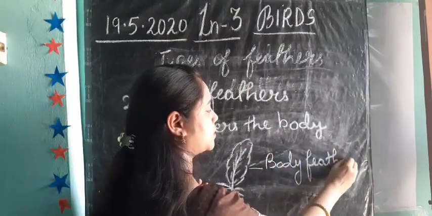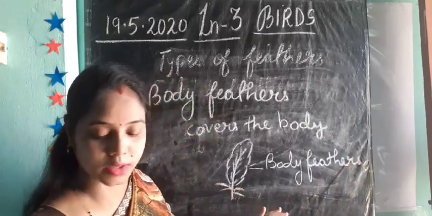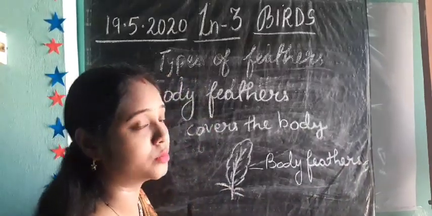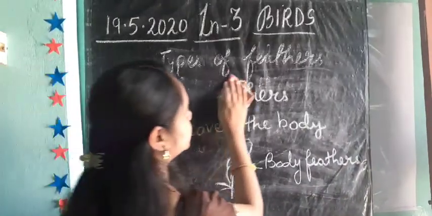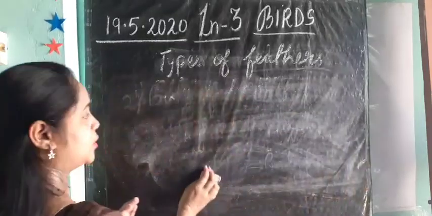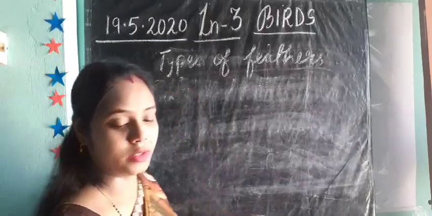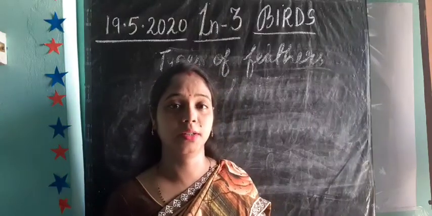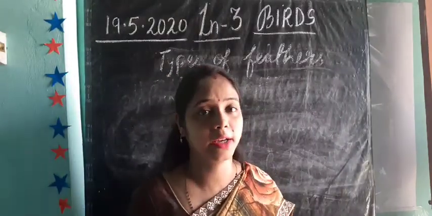You can make the picture with students, it is very easy. Now the third one is the down feather. By the name it is clear.